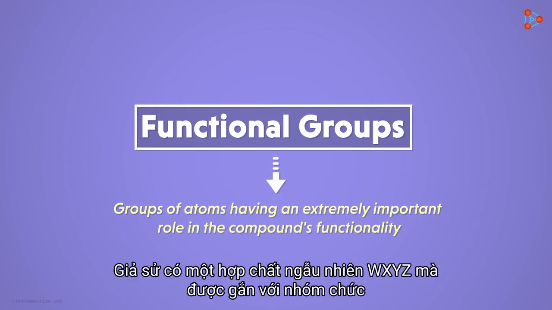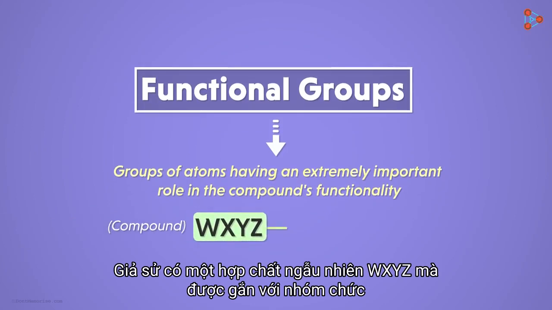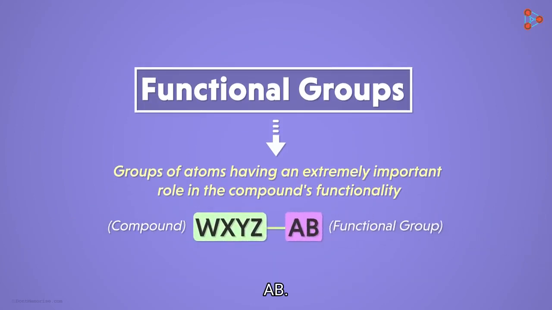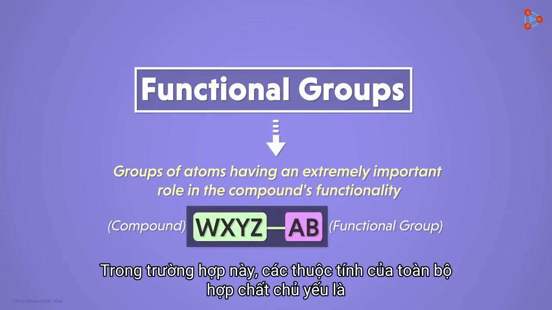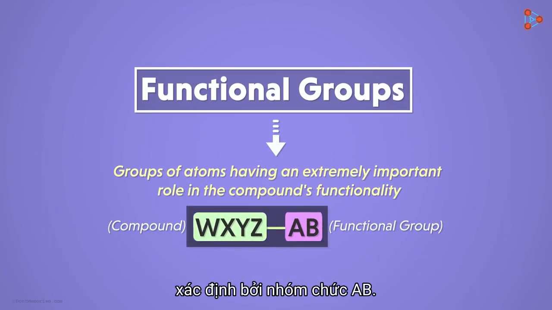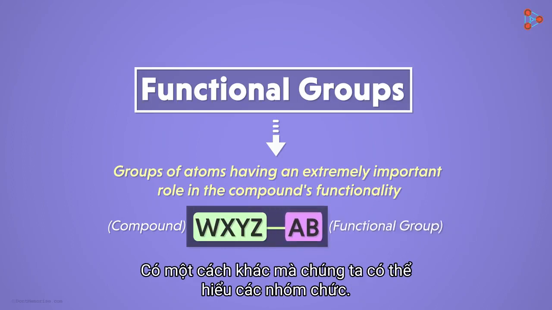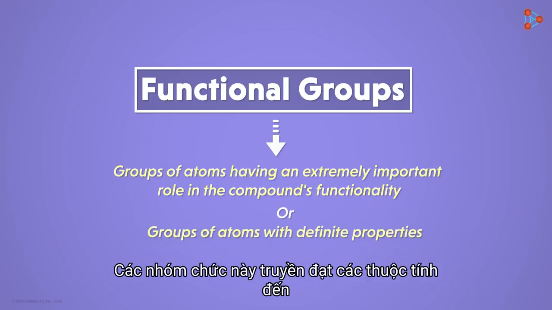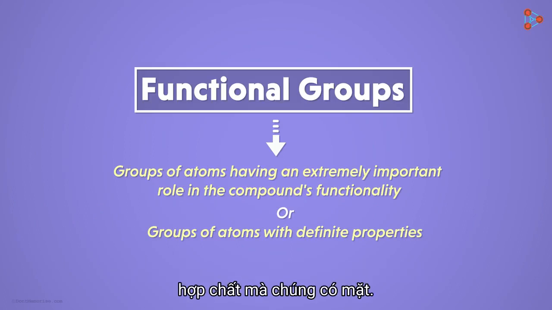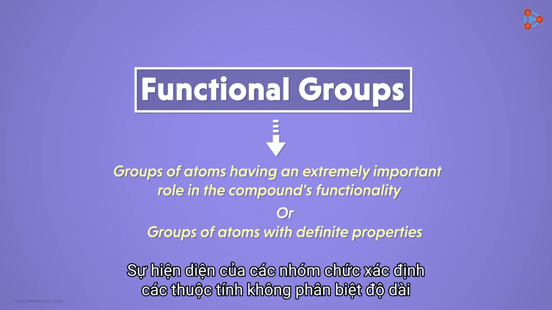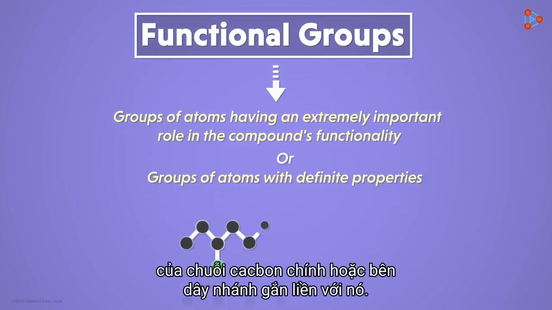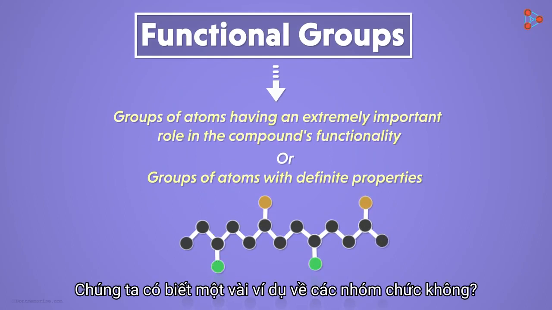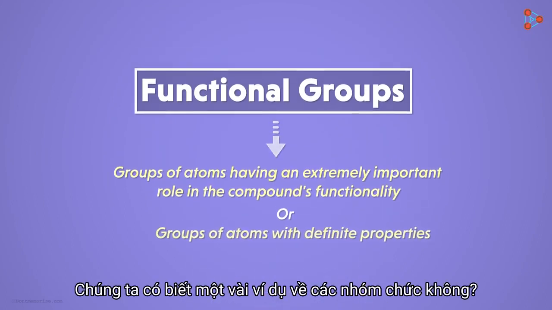Say there is a random compound WXYZ which is attached to the functional group AB. In this case, the properties of this entire compound are majorly determined by the functional group AB. There is another way in which we can understand functional groups. They are defined as the groups of atoms which have definite properties. These functional groups impact the properties of the compound in which they are present. The presence of functional groups defines the properties irrespective of the length of the principal chain of carbon or side chains attached to it. Do we know a few examples of functional groups?